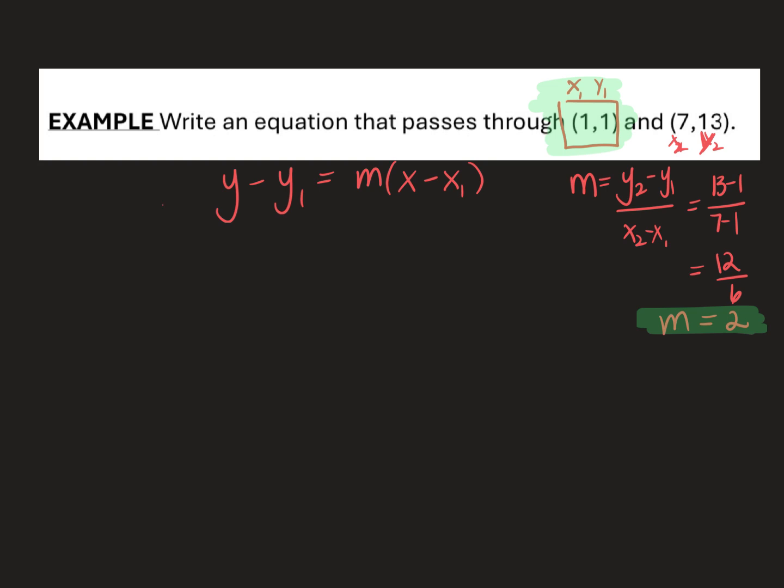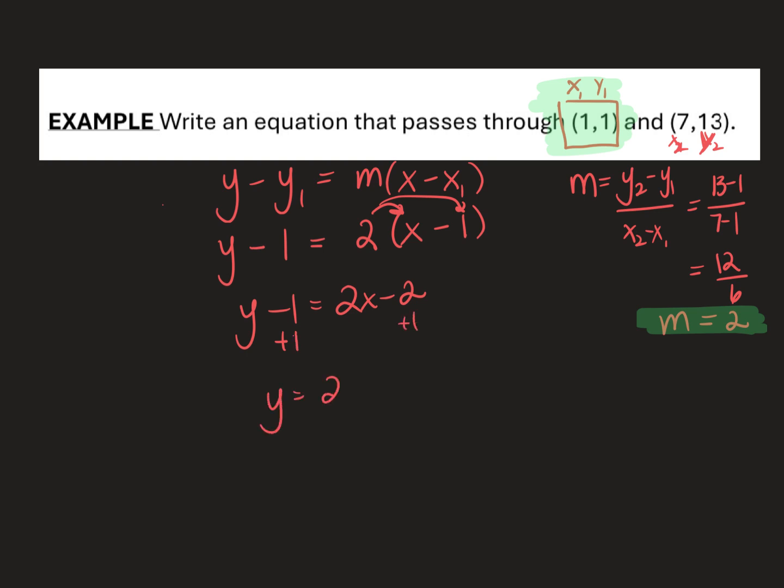All right, so let's fill in. Y minus y1 is 1 equals m times x minus x1. And then you distribute. Y minus 1 equals 2x minus 2, and then add 1. Even though it did not say write your equation in slope-intercept form, we can assume that that's the form that we want to write it in, slope-intercept form.